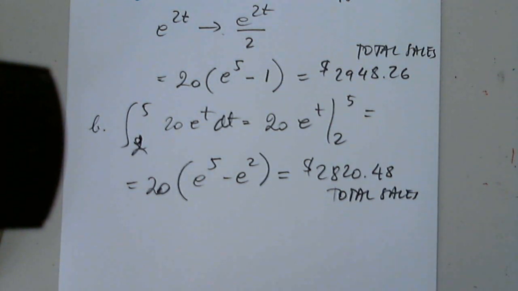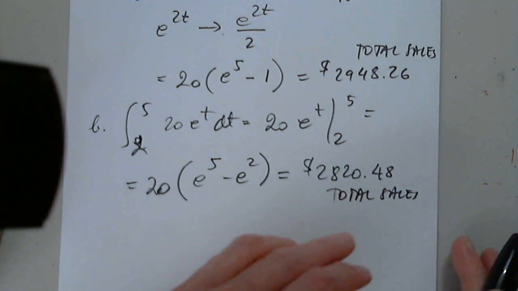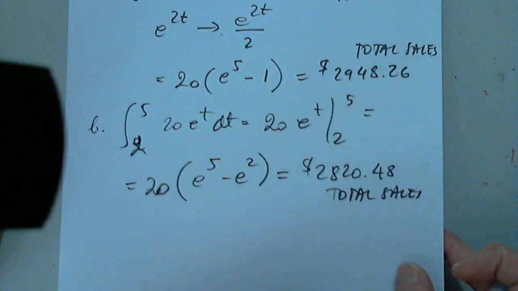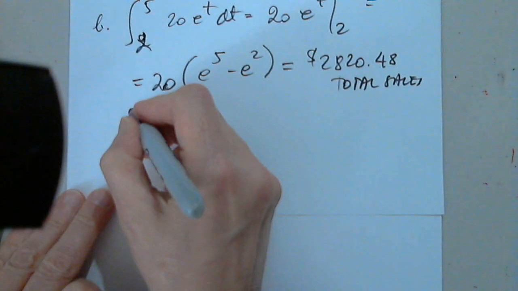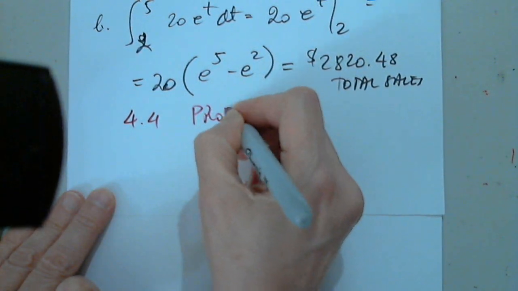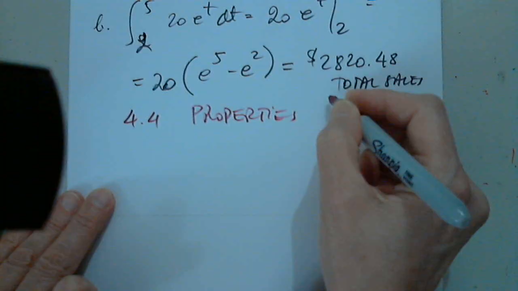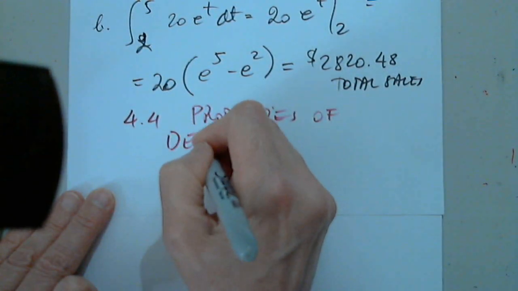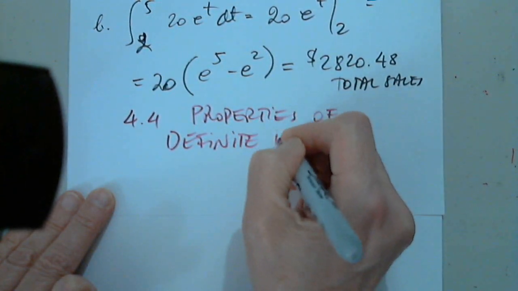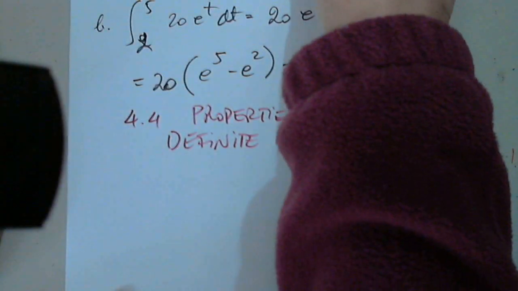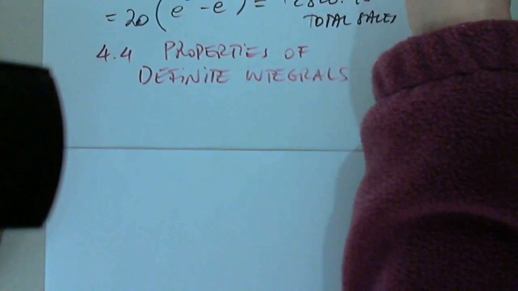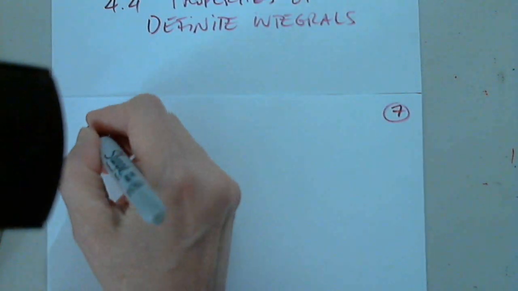In our next section, we have some properties to look at, which I think are quite easy to understand. So in 4.4, properties of definite integrals. Okay, so here is one, a simple one.